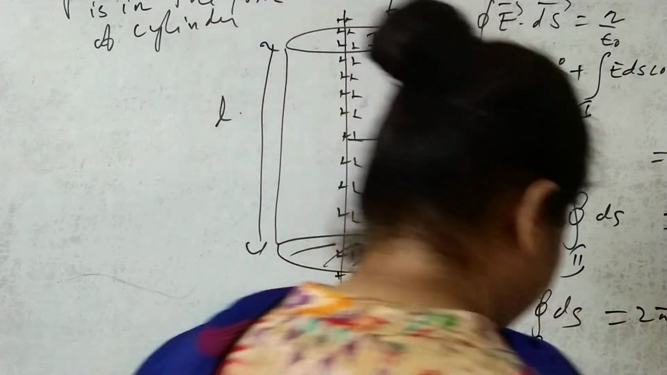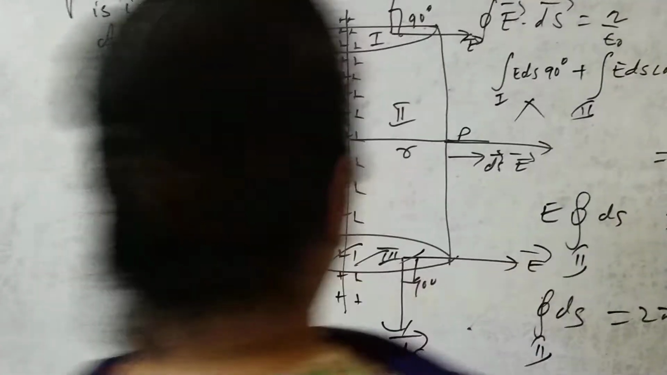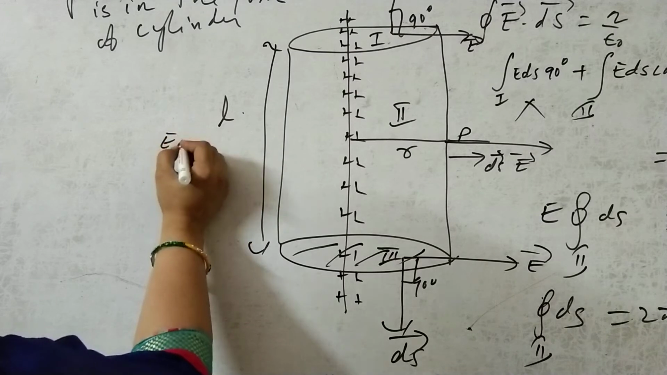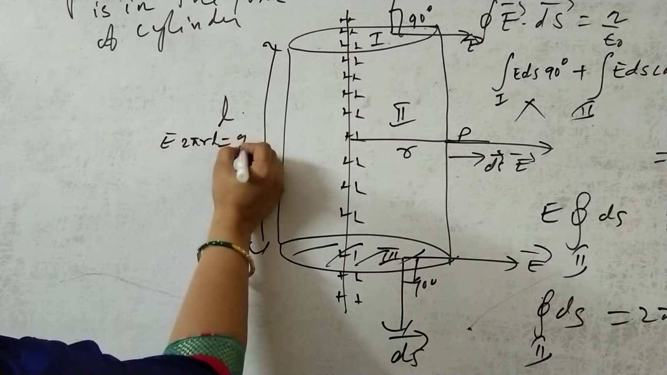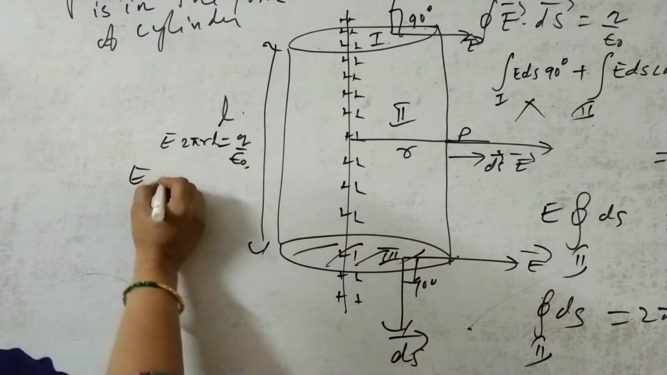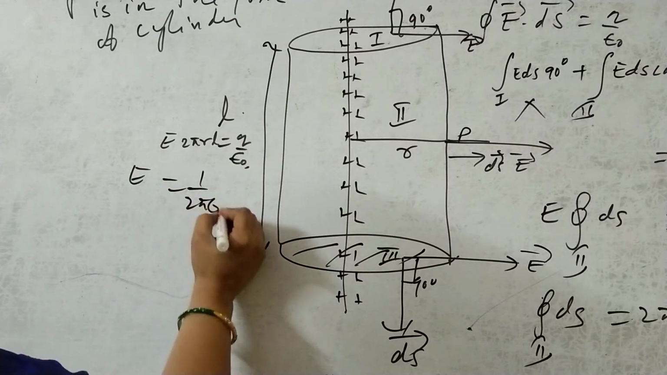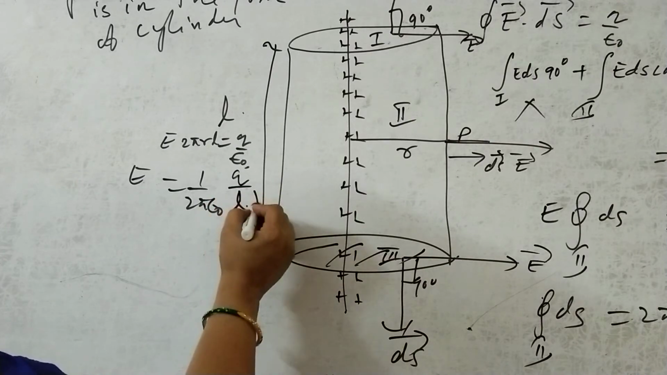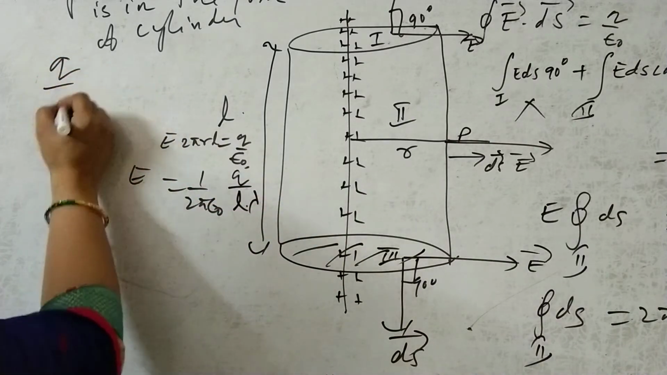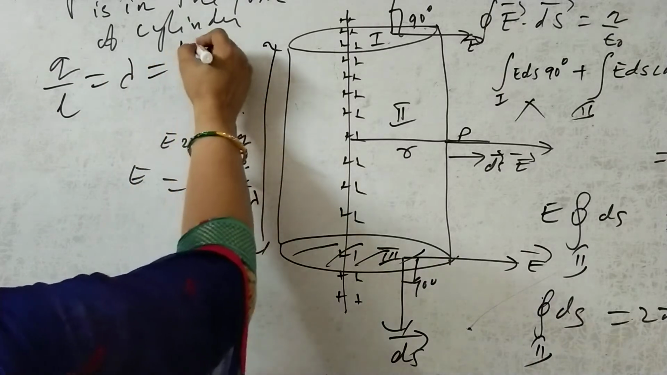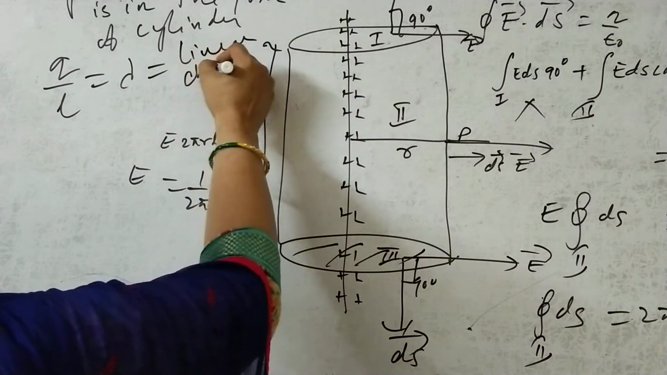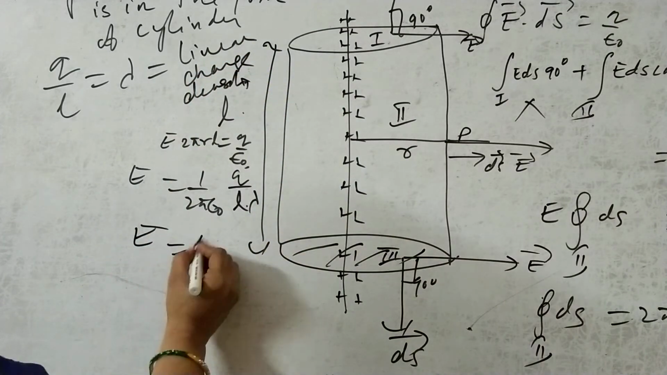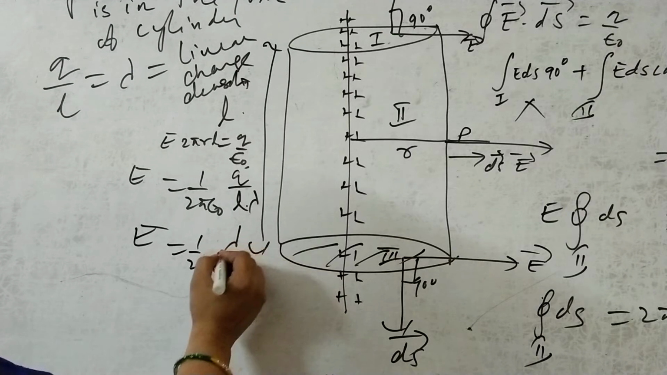Right? So what do we get? Look at the value we are getting. This becomes E into 2 pi RL equals Q by epsilon naught, or E equals 1 by 2 pi epsilon 0, Q by L, and this is R. Now you all know that Q by L is equal to lambda. What is this? It is linear charge density. So E is 1 by 2 pi epsilon 0 lambda by R.